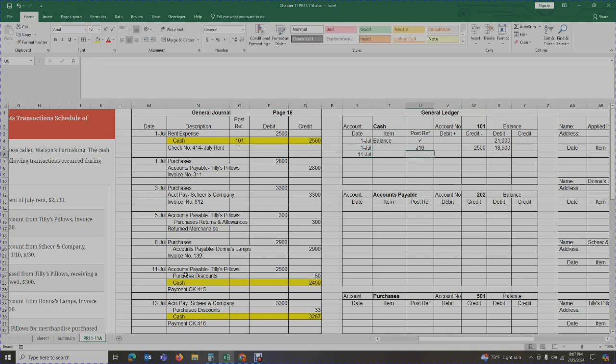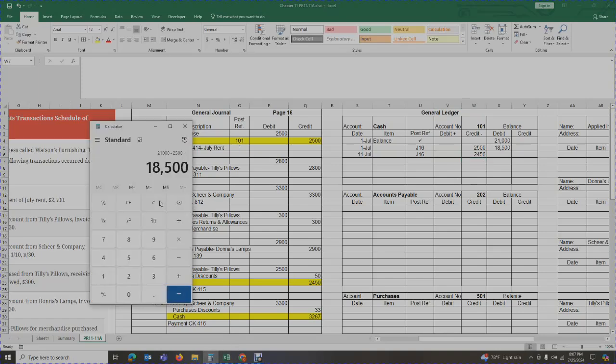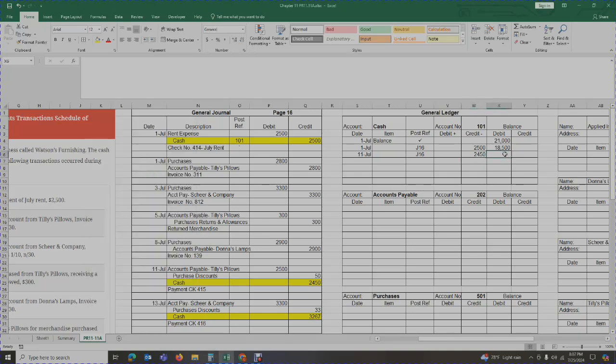July 11 is on journal 16, still the same page number, and we have a credit of $24.50. Because it's a credit, I am going to subtract. My balance is $18,500. I'm going to subtract the $24.50. My new balance is $16,050 debit. So you see the balance is always maintained on the debit side. That means that you still have $16,050 to spend. Once the balance goes to the credit side for cash, it means that you have overdrawn your account and you don't want to do that.